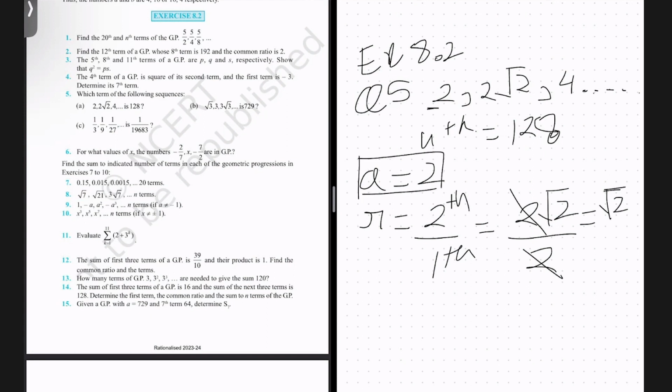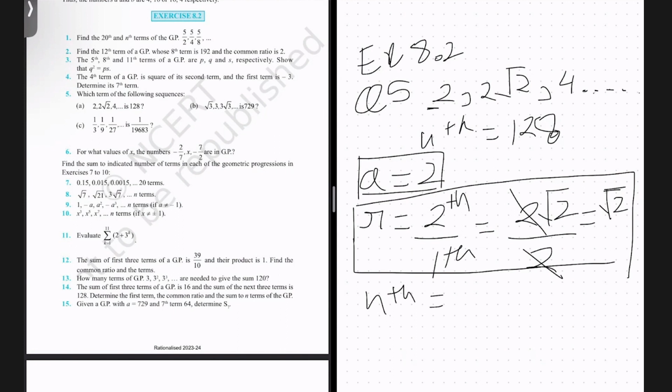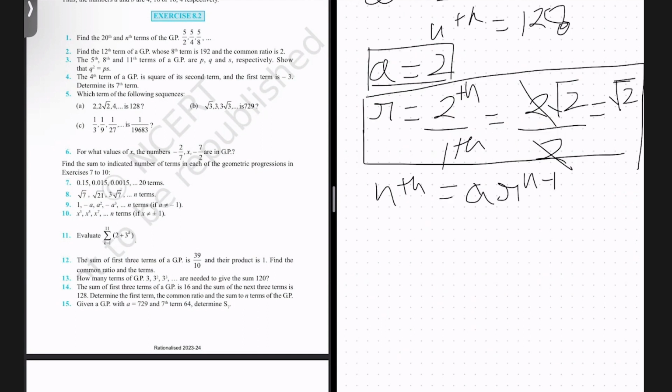So we have A equal to 2, r equal to root 2, and as we have seen previously, the nth term of any GP will be denoted by A r to the power n minus 1. Correct? That is how we are going to find out what number term 128 is going to be. So we are going to write A r to the power n minus 1, equate that to 128 to solve for n. Let us plug in the values of A and r, and that is how we are going to find the value of n. Correct?